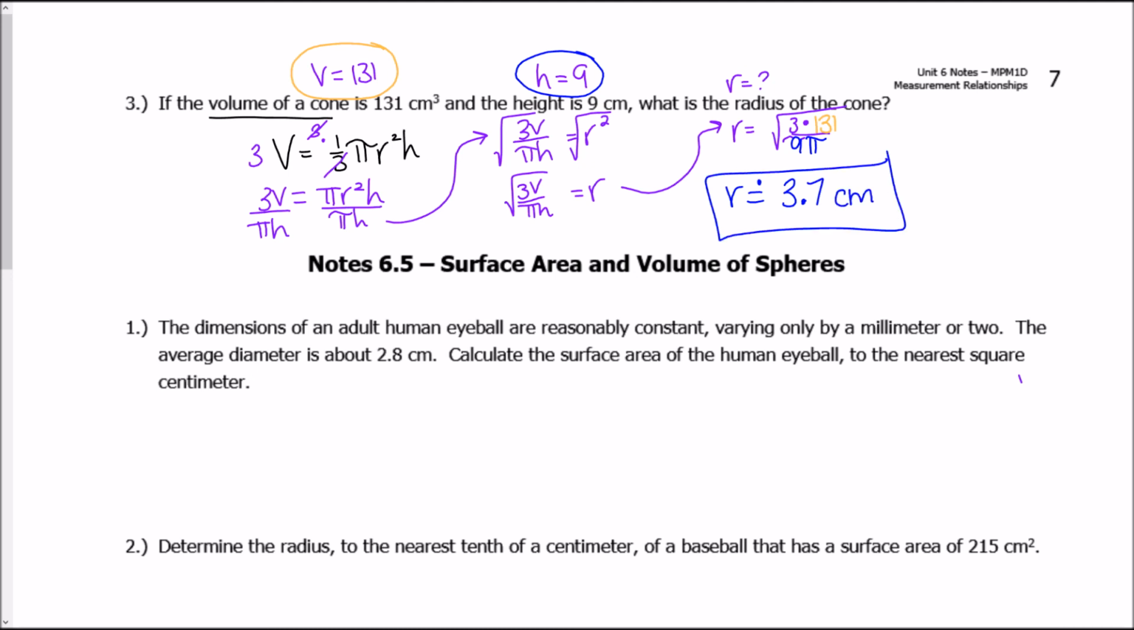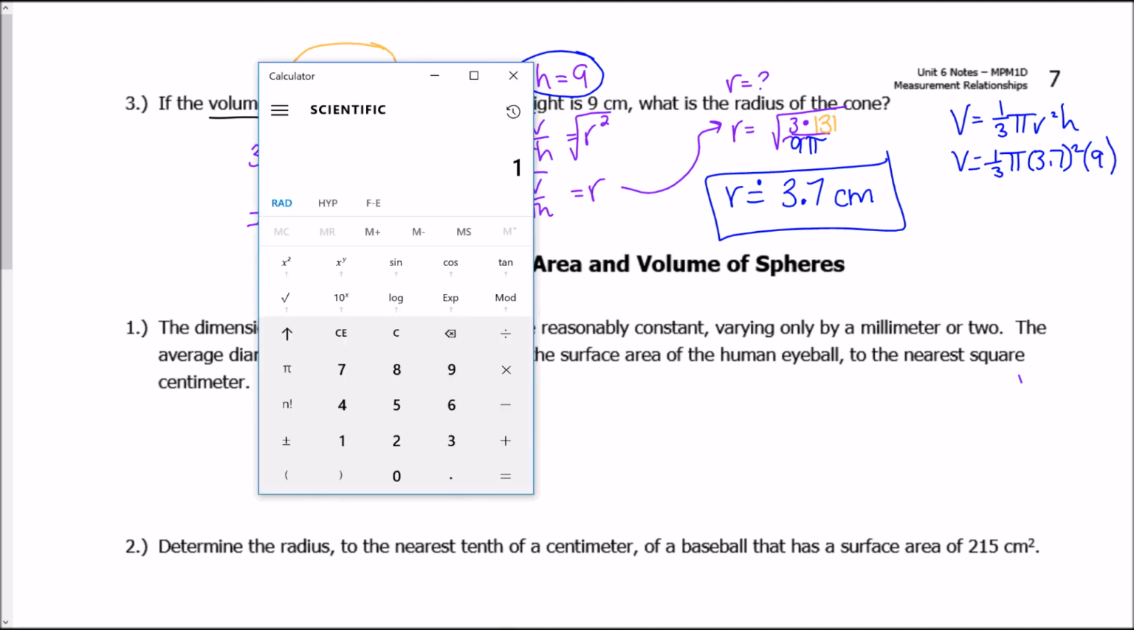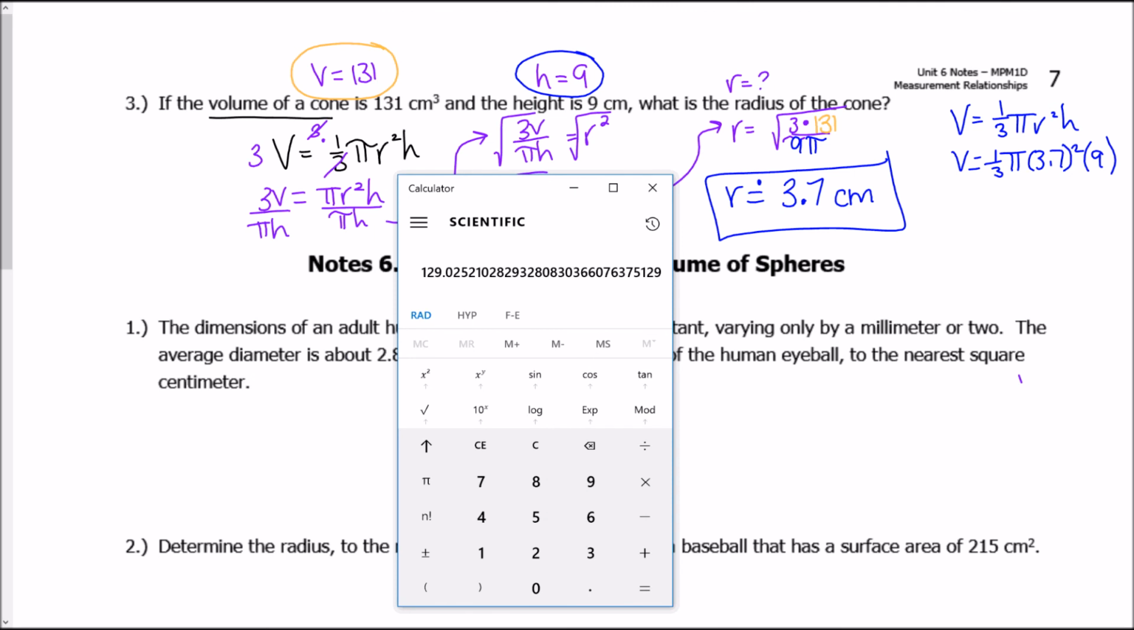Now I want to just do a quick check to see if this is going to work. So if the volume is 1/3 pi r squared h, and I know that r is about 3.7, and I'm going to multiply it by the height, which is 9. So I'm going to type in 1/3 times pi times 3.7 squared times 9, and I end up getting about 129, which is close to what I'm looking for, but because I rounded this value right here, my answer is slightly off. It's close to 131, but it's not exact. If I had a more accurate r value here, then it would be a little bit more exact.